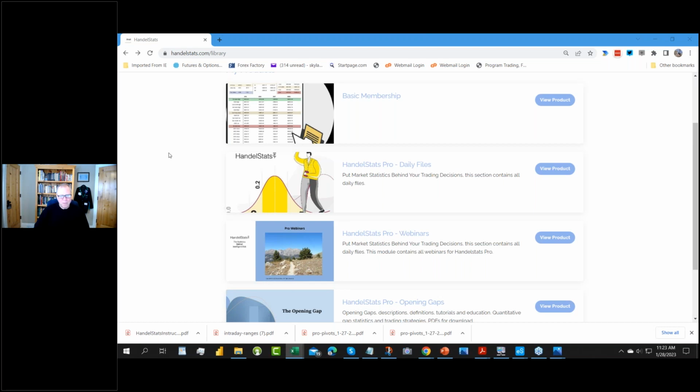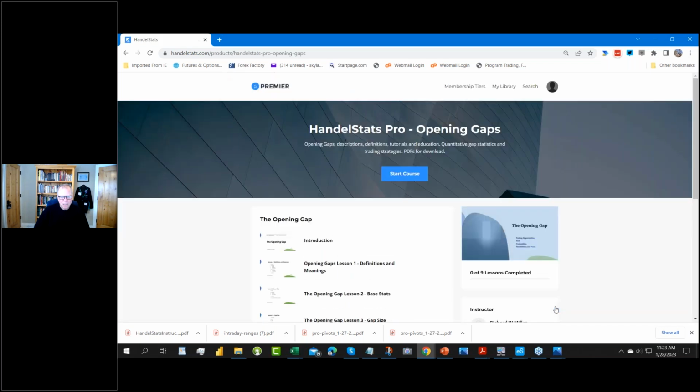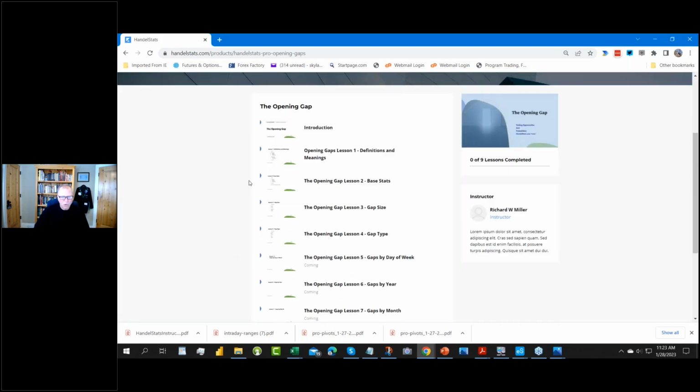Anyway, let's take a look at what I have in this opening gap course that I'm working on. There's an introduction, then I go over the meanings of the gaps. I go over some of the base stats, and then I talk about gap size, then gap type. These studies are all in there already. Gaps by days of the week, and gaps by the year will be in by the end of the day.